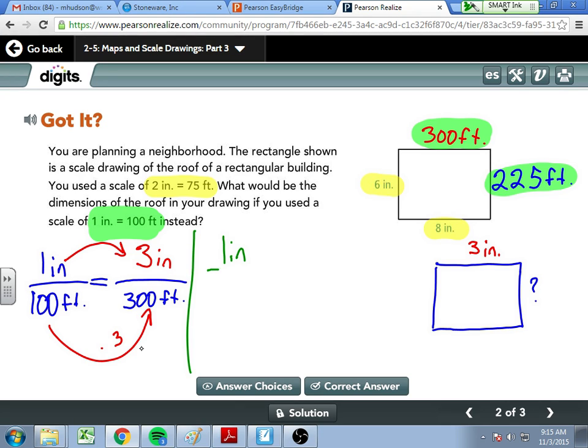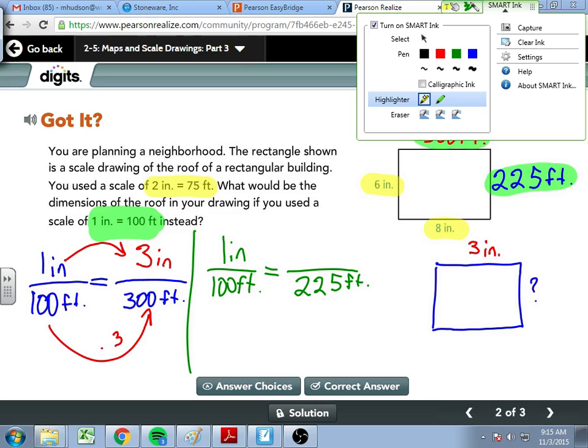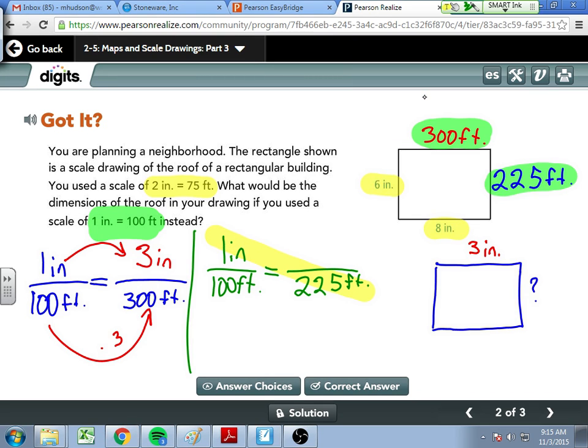So now we set up the ratio again, 1 inch to 100 feet. Who can tell me what is going to go in the right side of the ratio here? 225 will go on bottom. I use my actual measurement of the building. It's in feet, so it goes on bottom. Now, this multiplication wouldn't be quite as easy. So instead, let's take the cross multiplication method. We're going to cross multiply these guys together. Let's just call this x inches, and we'll cross multiply these.